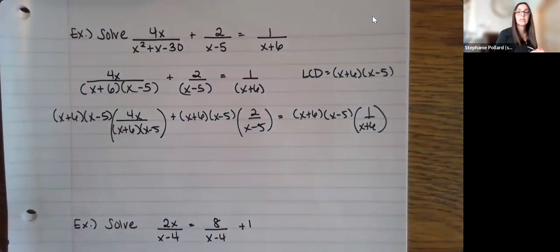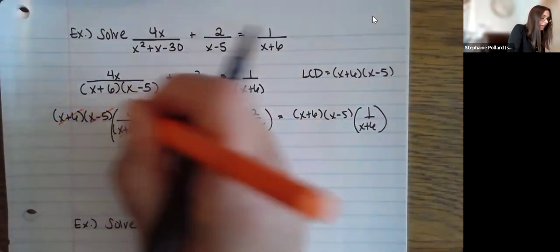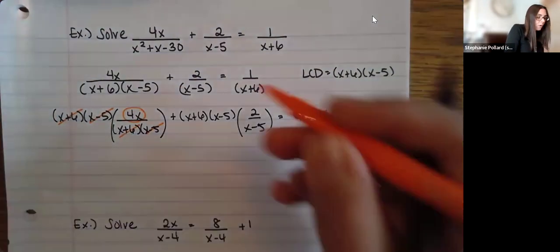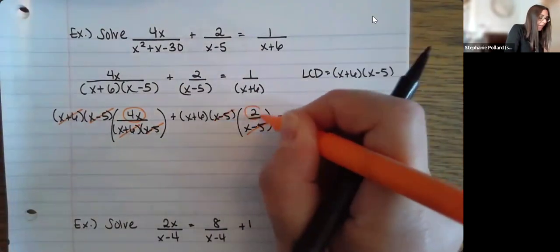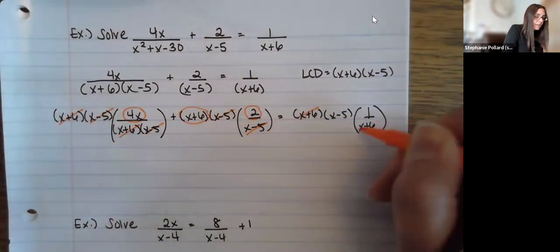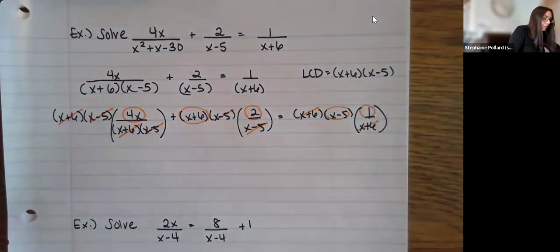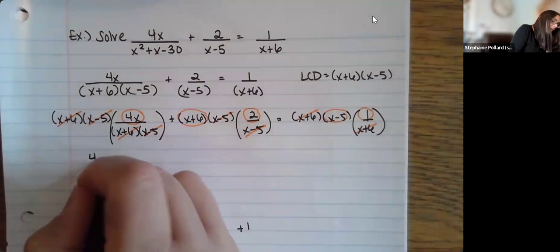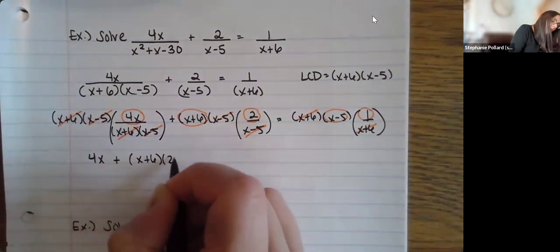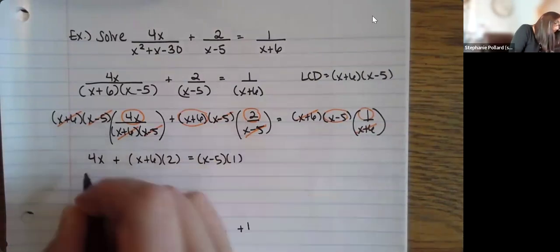And now I'm going to cancel what's in common. So notice here the x plus 6 cancels and the x minus 5. So you're just left with a 4x. In the next case, though, only the x minus 5 cancels. So I have a 2 and an x plus 6 left. And then the last case, the x plus 6 cancels, and I have a 1 and an x minus 5. So here I have a 4x left. Here I have an x plus 6 and a 2. And on the other side, I have an x minus 5 and a 1.